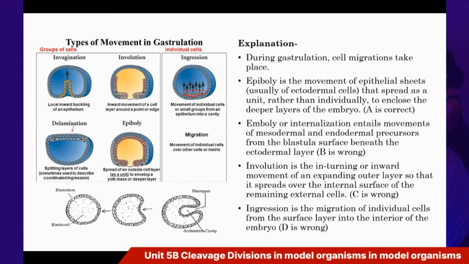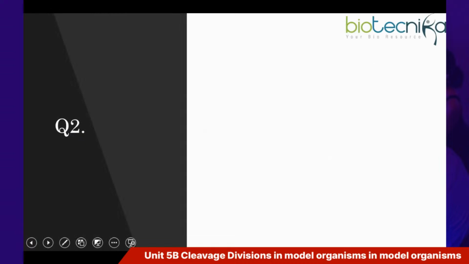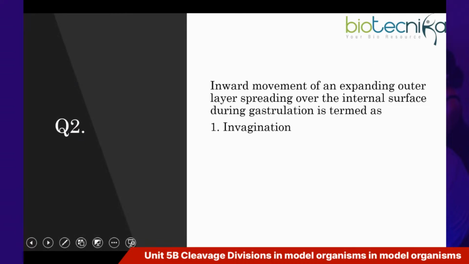And delamination means separation of one layer into two layers. From here, some cells are coming, as you can see, to become two layers, like how we see in avian cleavage, avian gastrulation. And here you can see invagination, it's simple lifting up, simple buckling of a layer. Okay, so let's move on to the next question. Inward movement of an expanding outer layer spreading over the internal surface during gastrulation.